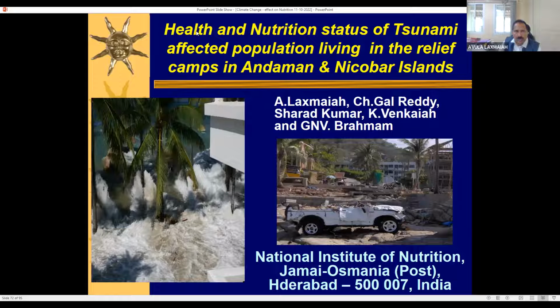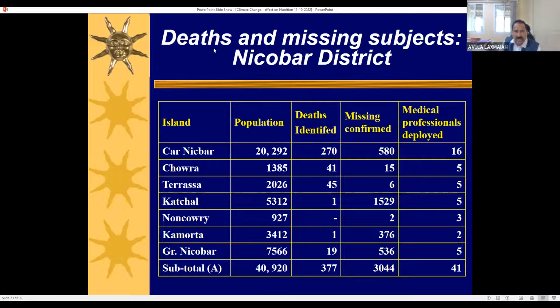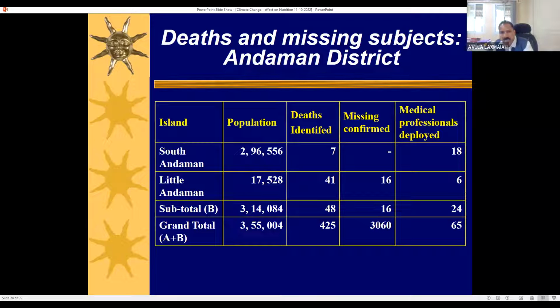Another issue: health and nutrition during floods and tsunami. Everybody is aware that in 2004 there was a great tsunami, with deaths and missing subjects in the Nicobar districts. The government requested us to come and assess the flood situation, how coping strategies and relief measures are working there. So we went as a team from NIN to Andaman and Nicobar, and we were there for more than a month. We visited several islands and assessed the situation.